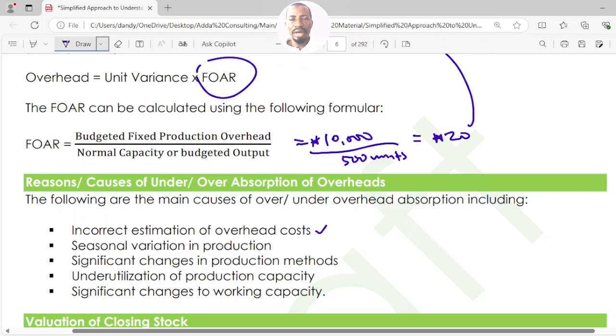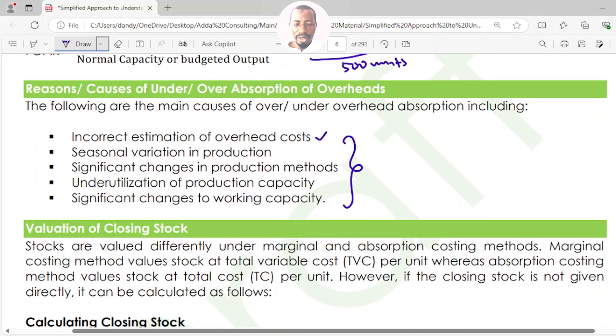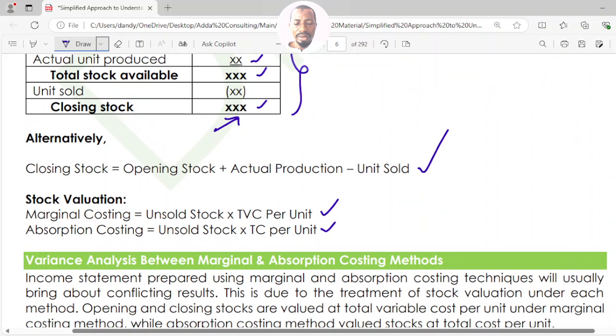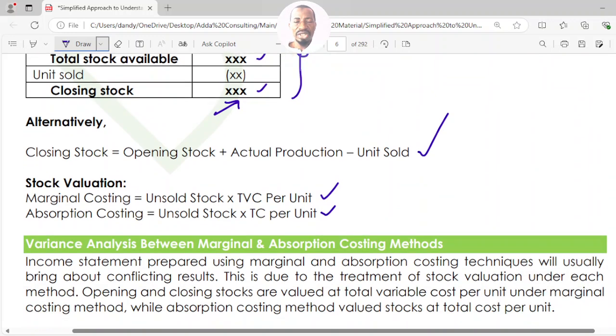Then there are significant changes in production method. Maybe the company was using labor intensive methods before, and they now change to machines and all of that. So this can also cause it. You can read the other ones, just read this through so you have an understanding of what usually causes the overhead absorption. All right, so let's talk about variance analysis, reconciliation statement.